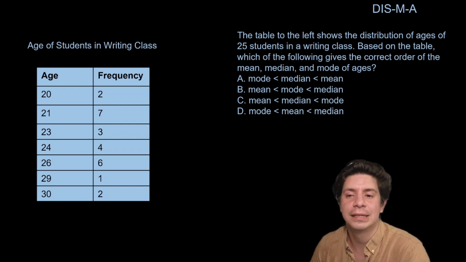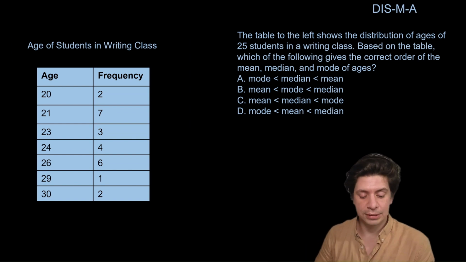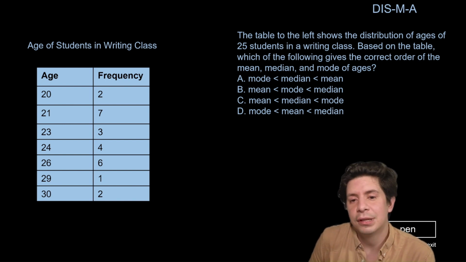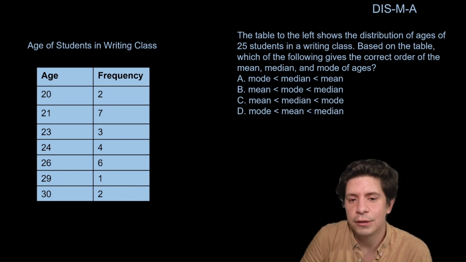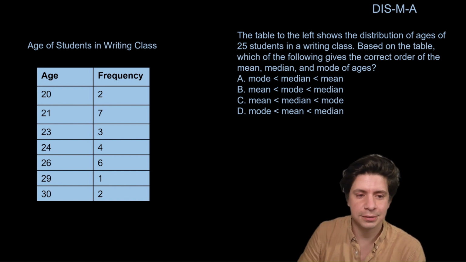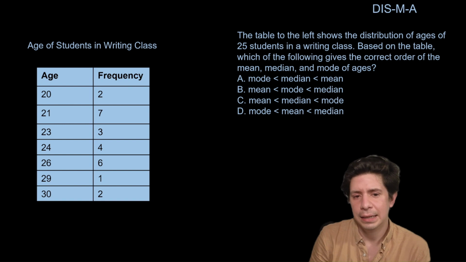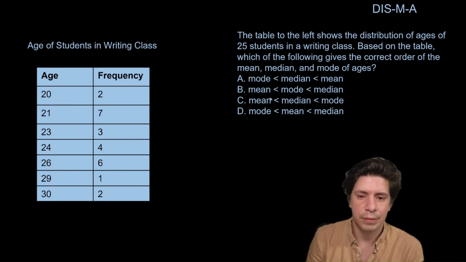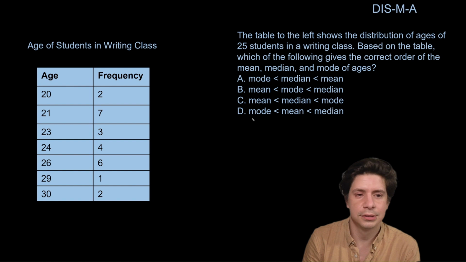Now we're moving on to level medium. So let's see just how much it's stepping up for us here, right? Those were all pretty quick. The table to the left shows the distribution of ages of 25 students in a writing class. Based on the table, which of the following gives the correct order of the mean, median, and mode of ages? Okay, and then we have all these categories. Mode is less than median, which is less than mean. Mean is less than mode, which is less than median, and so on.